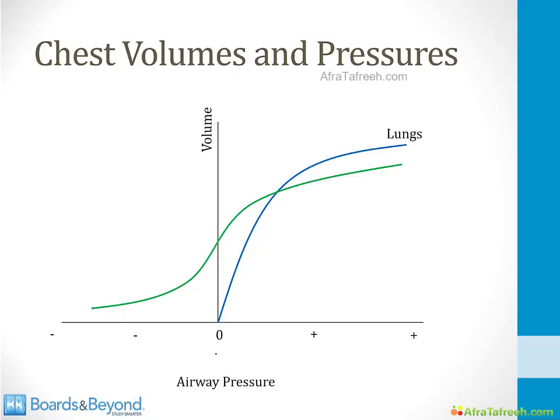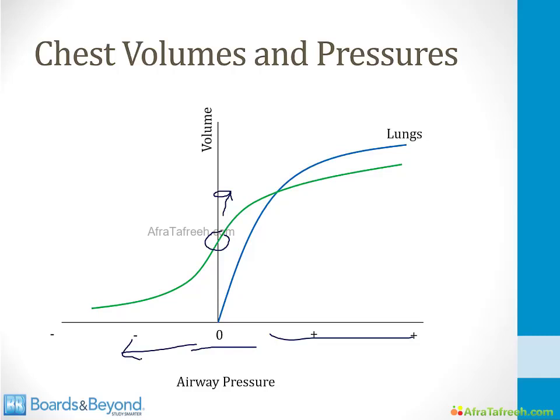Notice that when the lungs are inside the body, even when there's no pressure in the airways, there is still a volume. In other words, the lungs never completely collapse the way they do when there's no airway pressure outside the body. Also notice in the green line that as you apply more pressure, you do add volume to the lungs, but not as much as if the lungs were outside the body. You can also apply a negative pressure and begin to shrink the lungs.